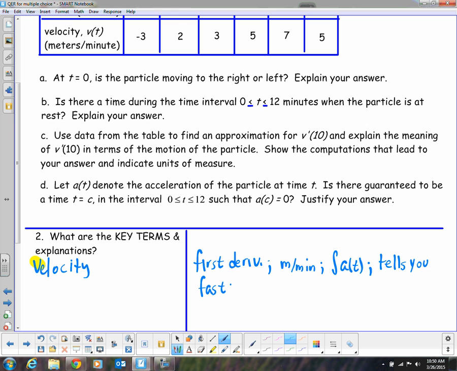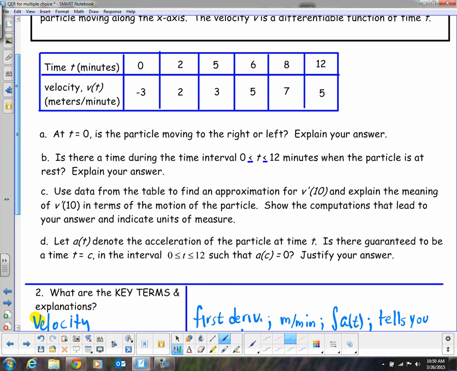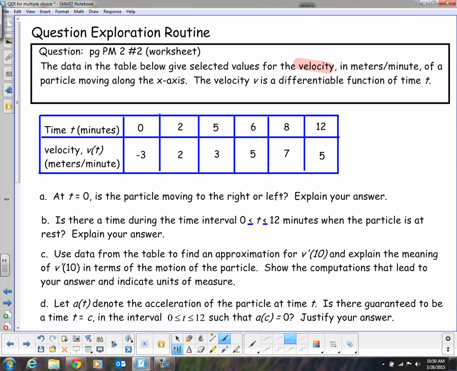And it tells you direction. What part tells you direction? The sign. Direction, positive, negative. All of that. So what we're doing is we're priming the pump. We're getting everything that we know about velocity to the front of our heads. All right, and we already said meters per minute. We included that in our velocity, correct?